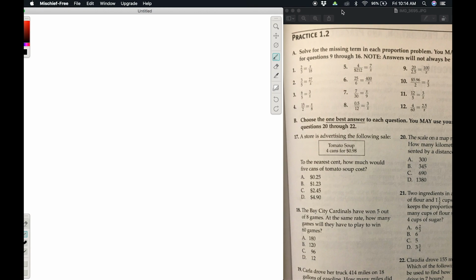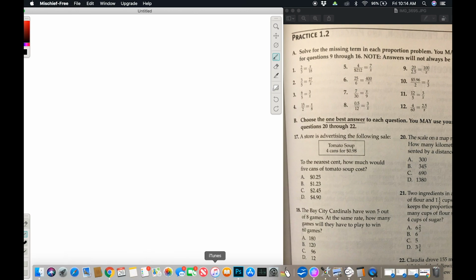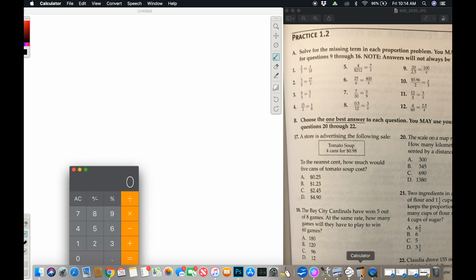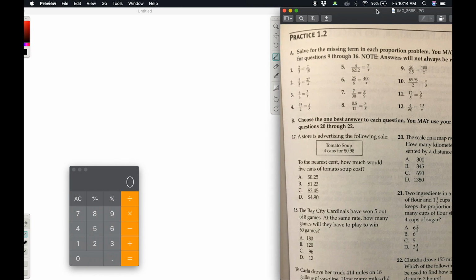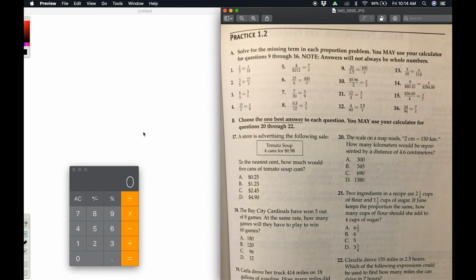And it does say for 9 to 20, we can use a calculator, so I'm going to go ahead and do that. Again, you can do 9 through 20 the same way that we've been doing the ones previously. Since these are larger numbers, it allows us to use the calculator.